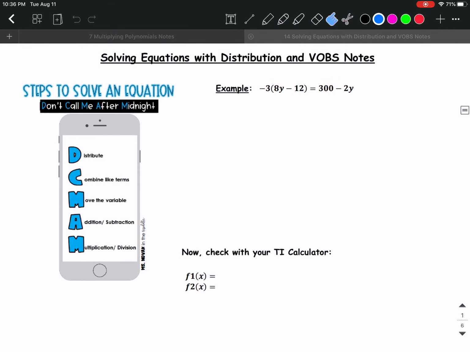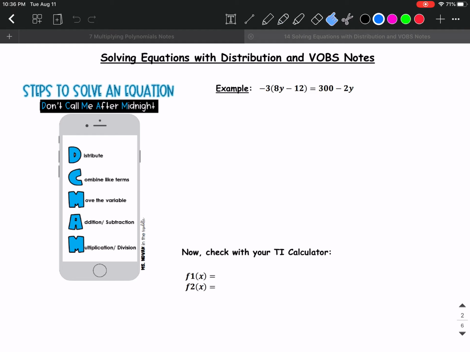Okay, so here we go. You'll notice on this page, I put a little diagram here to kind of help you out a little bit. Put our steps in another format. I keep trying to show you different ways to remember things because something will click for one person, but something different will click for someone else. So here's a little acronym. Don't call me after midnight, and please don't call me after midnight.